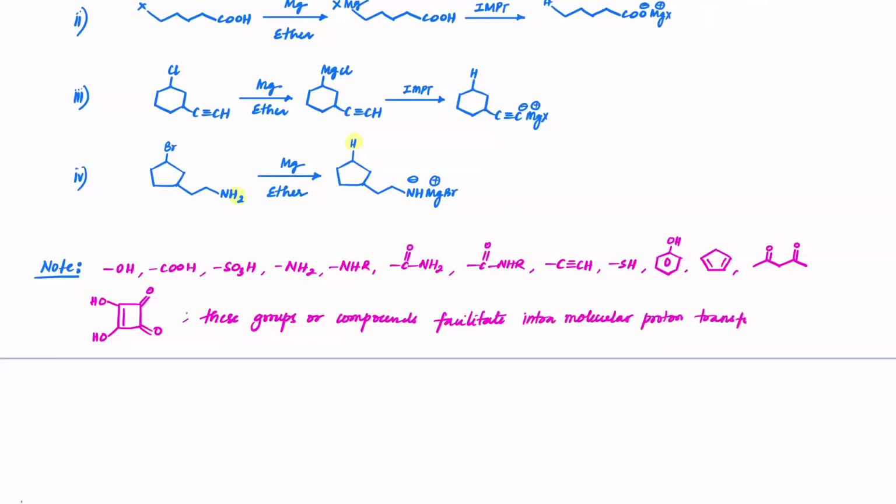That is, in case you have OH, COOH, SO3H, NH2, NHR, primary or secondary amide, alkyne, thioalcohol, phenol, or even this cyclopentadienyl, and then diketones like this. Got it? Diketones here, or you have squaric acid like this. So they all are compounds which facilitate intramolecular proton transfer. They all will give you intramolecular proton transfer.